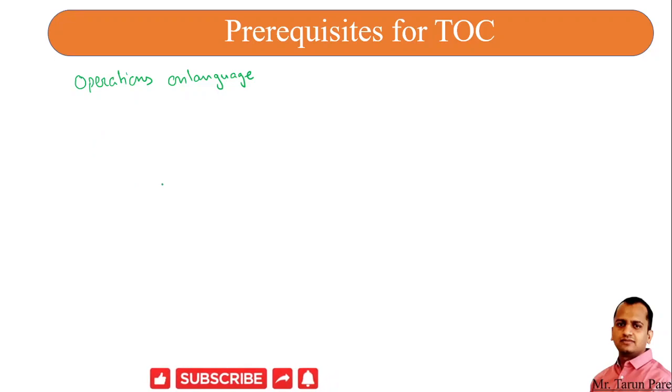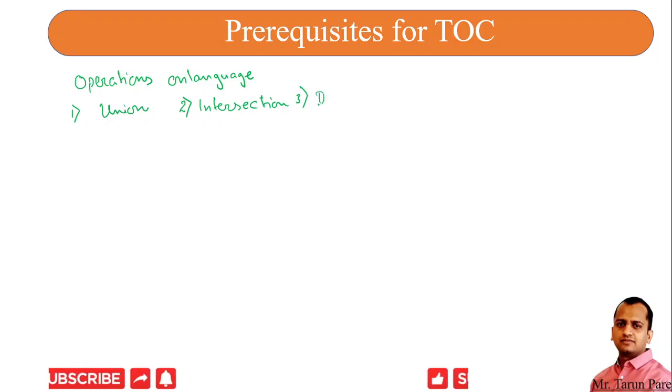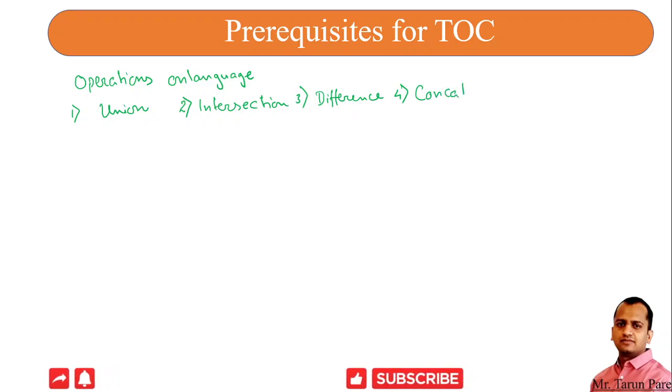So what are the possible operations we can perform on languages? One is union. The second operation is intersection. The third one is difference. And one more, that is concatenation. So these are the four different operations which we are going to perform on languages.